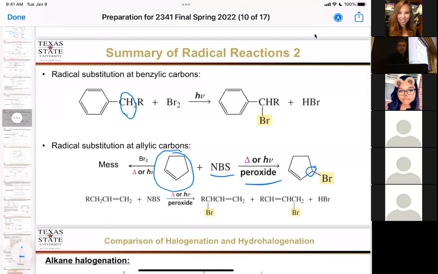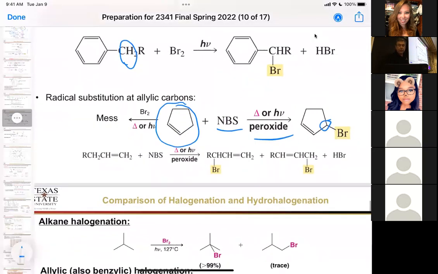And then, of course, when we have our allylic radical right here, it's going to spend some of its time here, and it's going to spend some of its time there. So you're going to get both products. But notice in the ring system, it doesn't matter which side it goes on, the double bond's still going to be right next to it. So it's really better for those ring type reactions.